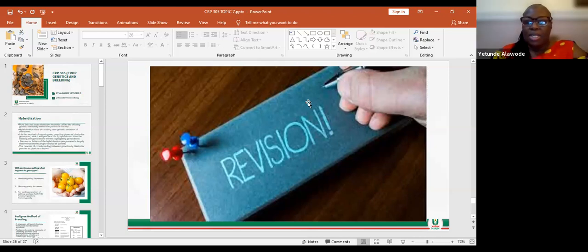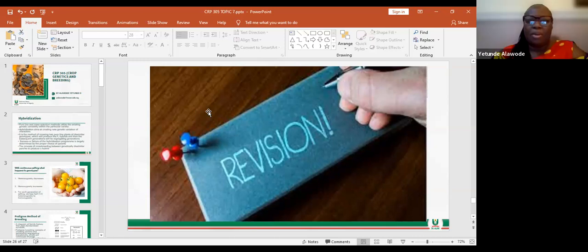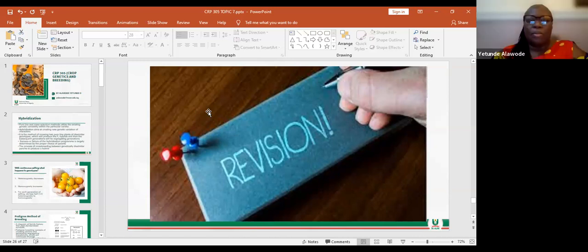As for 303, you said it's clashing with one of your classes. Was it like that before? No, ma. The lecturer last week said he won't be available on Thursday. That's why he now shifted it to Wednesday. That was what happened. Okay. So tomorrow, I think for 303, we still have one more class before revision.